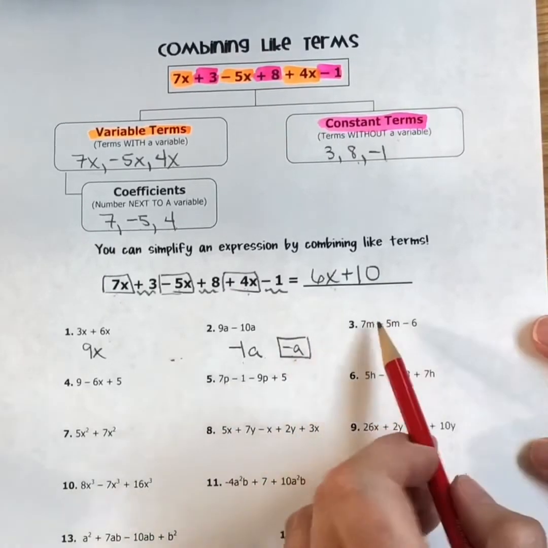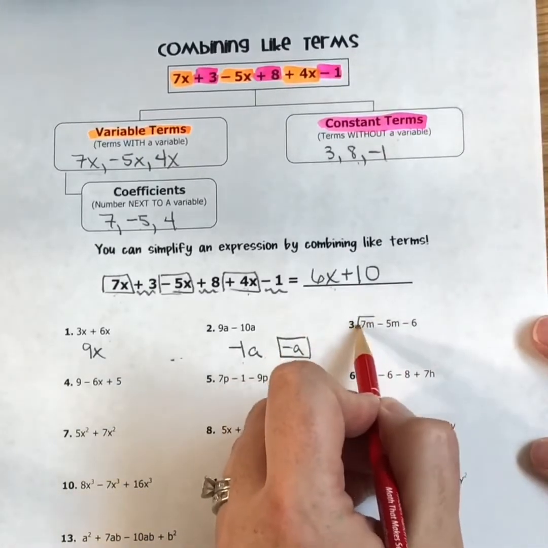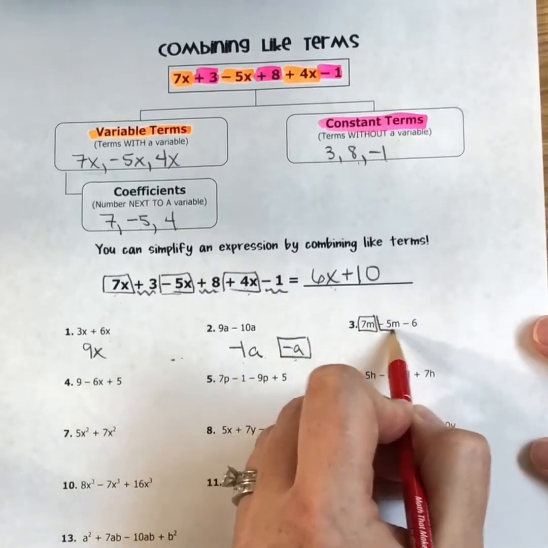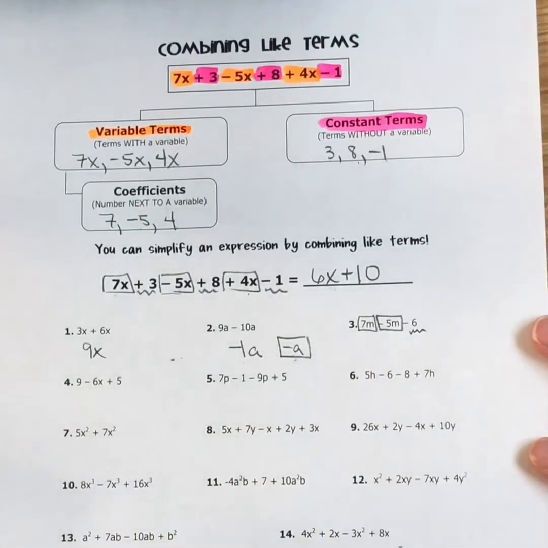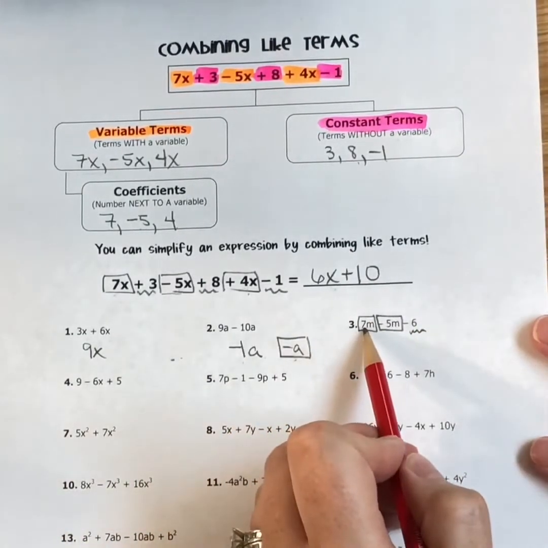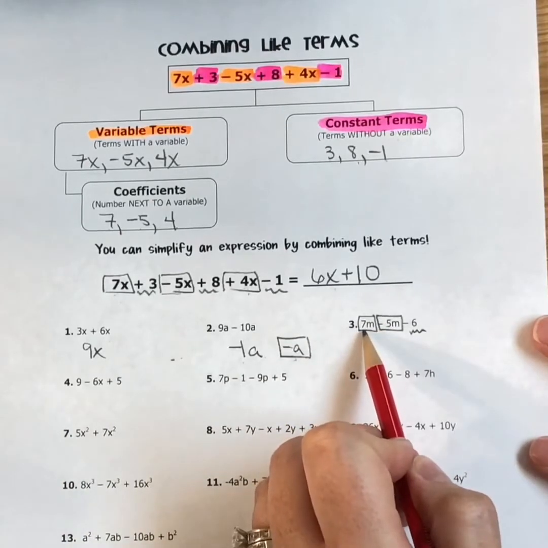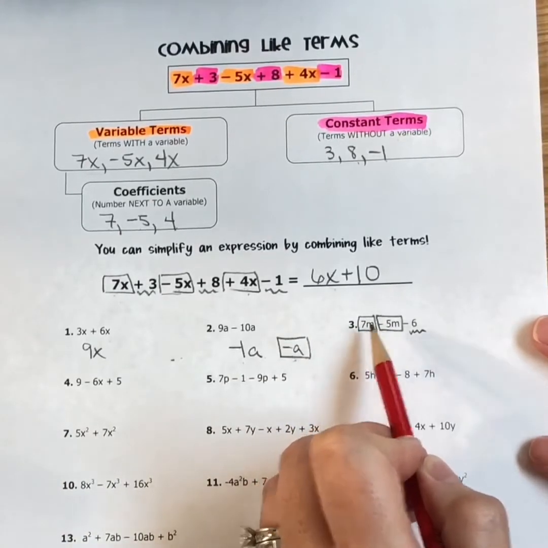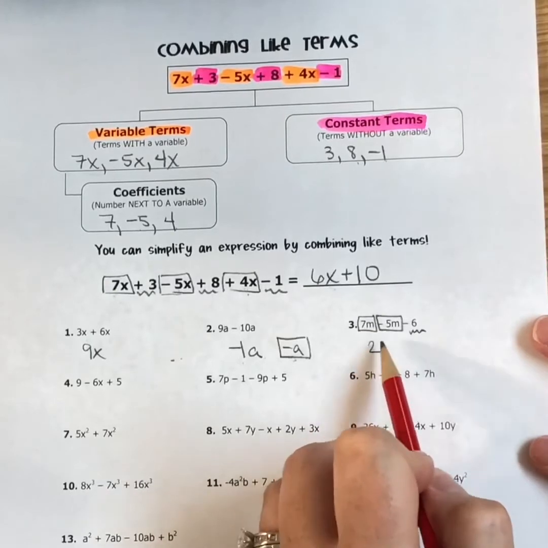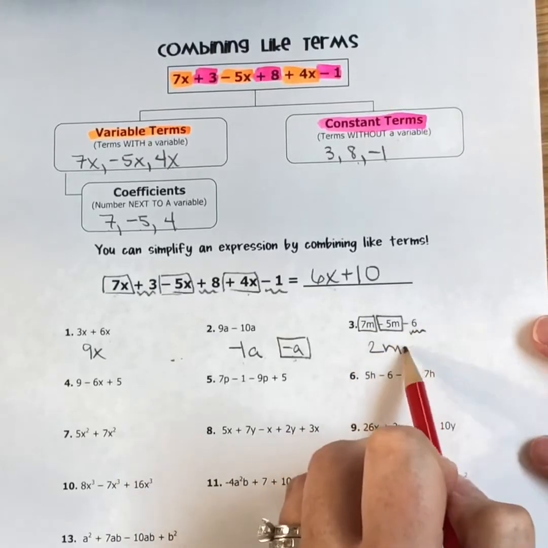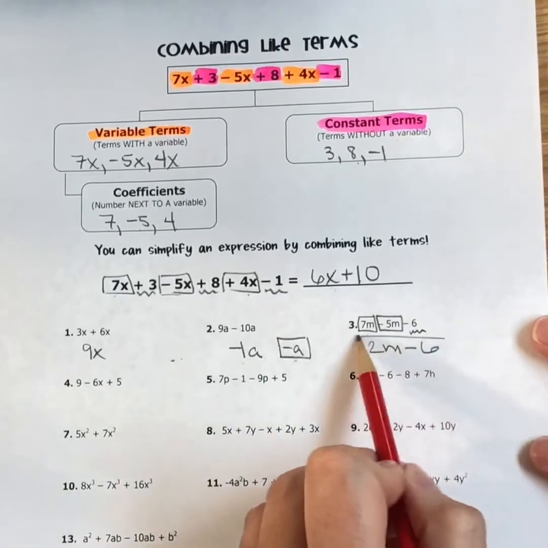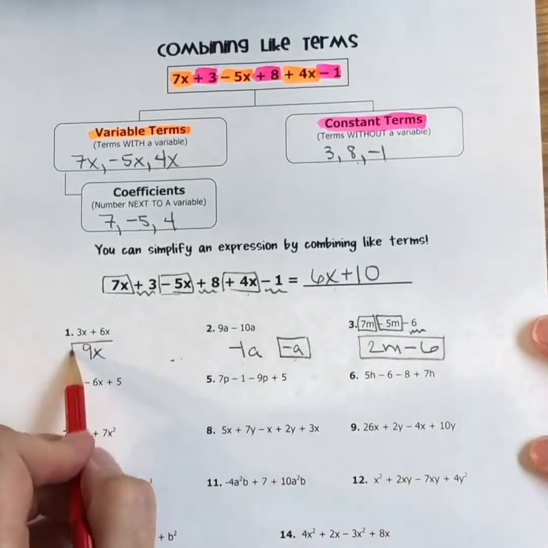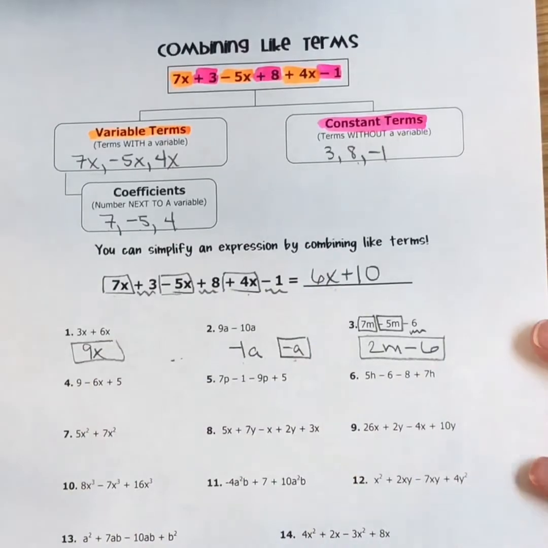Okay? So here, I would combine the 7m and the negative 5m, but there's only one constant term, so there's nothing to combine it with. So between the m's, I would think 7 plus negative 5, which is 2m, and then I would copy the minus 6 for the constant term because there's nothing to combine it with, and there is your correct answer.